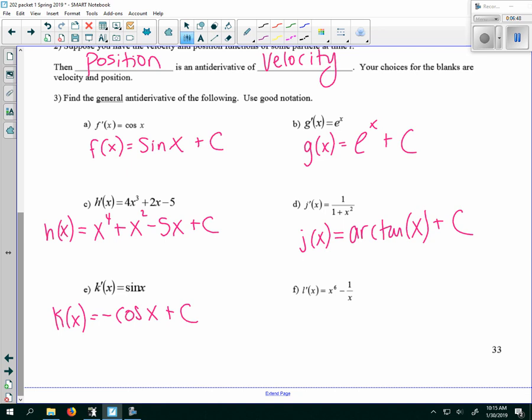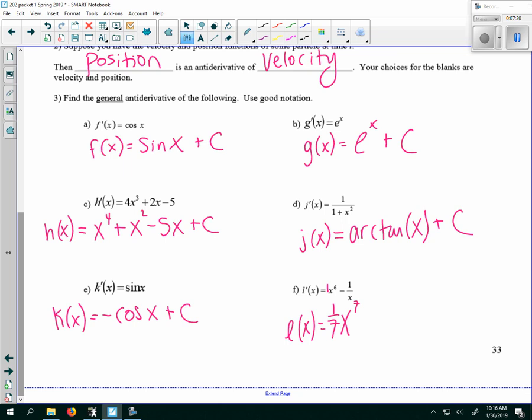And then last one, a function whose derivative is x to the 6th minus 1 over x. So L of x, the antiderivative of x to the 6th. So I need to increase the exponent by 1, so I get x to the 7th. But the derivative of x to the 7th is 7x to the 6th. So because there's a 1 in front of this x to the 6th and not a 7, I need to put a 1/7 right here, so that when I bring the 7 down and multiply by 1/7, I get 1.